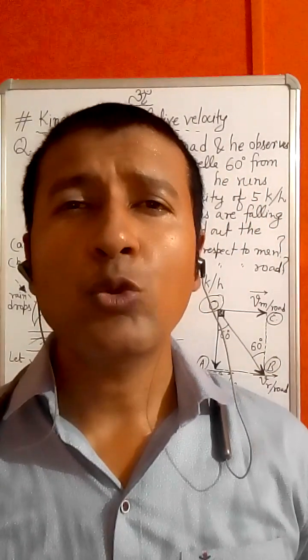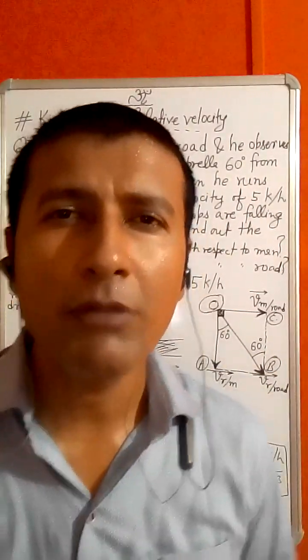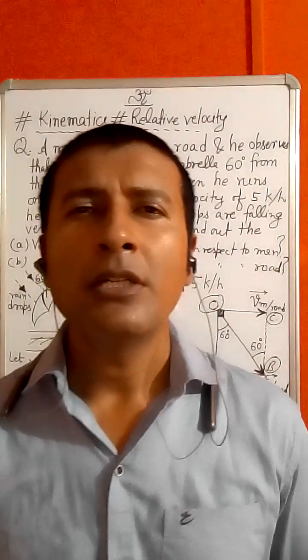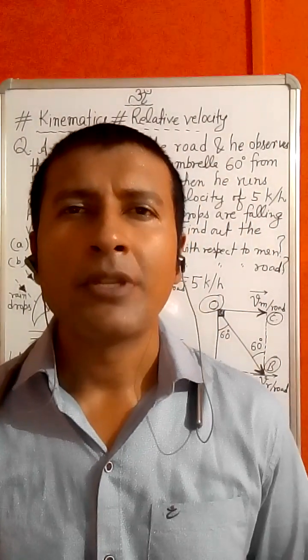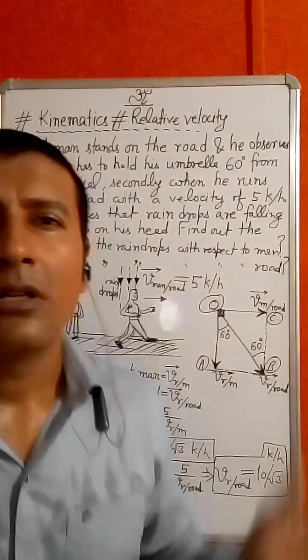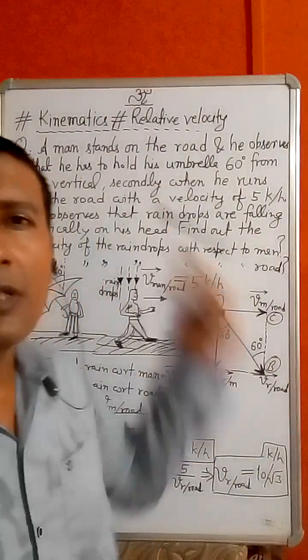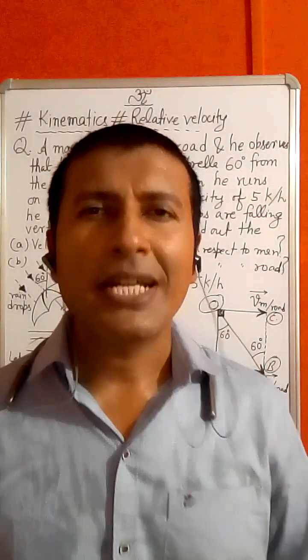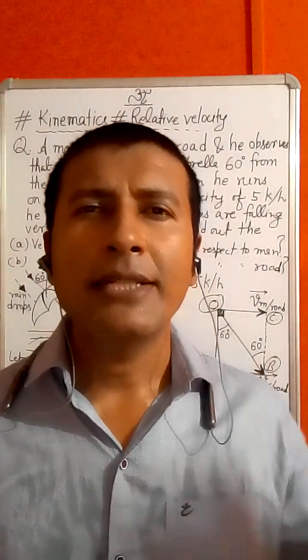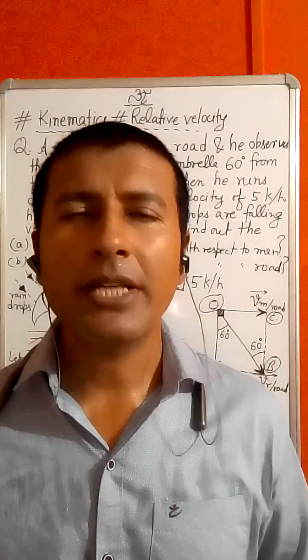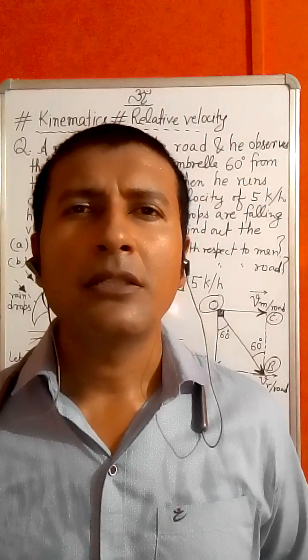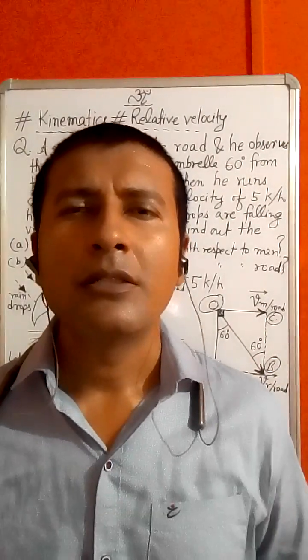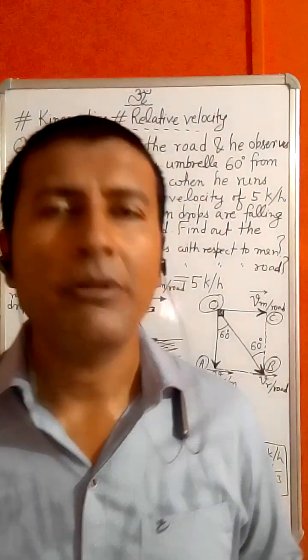Good day friends. Today we are here to discuss a problem based on relative velocity, that is kinematics. Let's have a look. In the problem it has been given that there is a man standing on a road, and it's raining. And he has an umbrella.